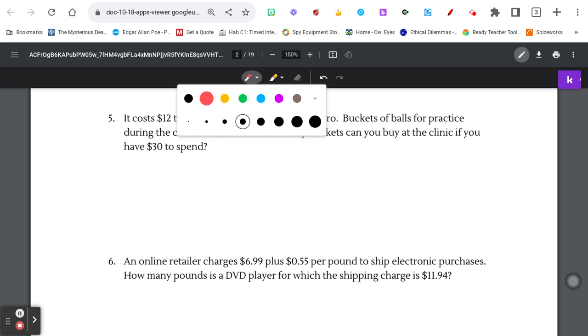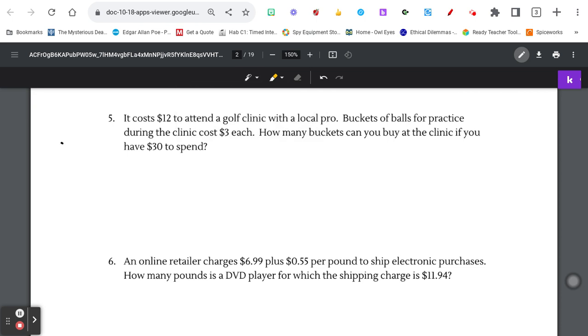Okay. All right, this is what you should have gotten. So we know it costs $12 to attend a golf clinic with a local pro. Somebody's going to teach you how to hit a ball. Okay. And then the buckets of balls for practice during the clinic cost $3 each. So they make you pay to get a bucket of golf balls. So that's per bucket, okay?